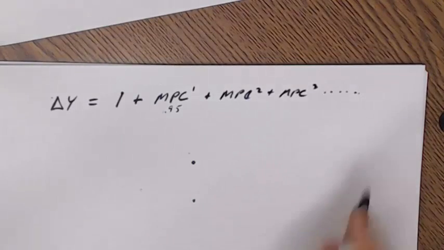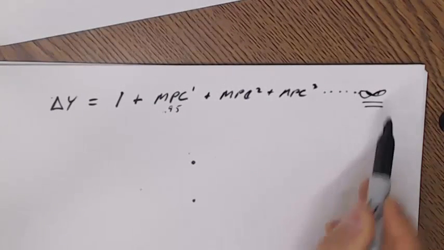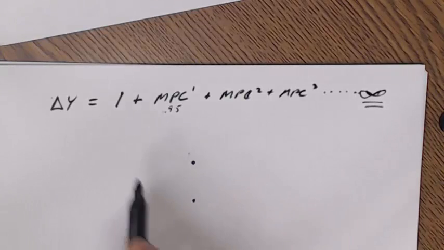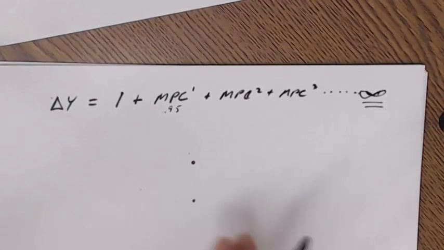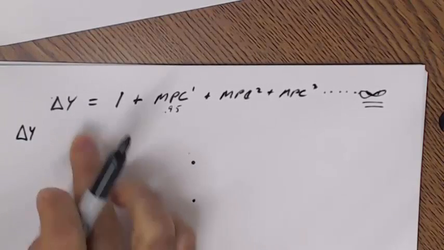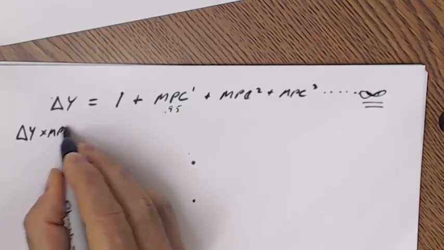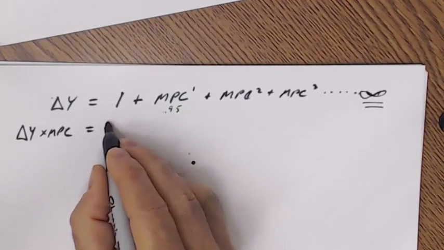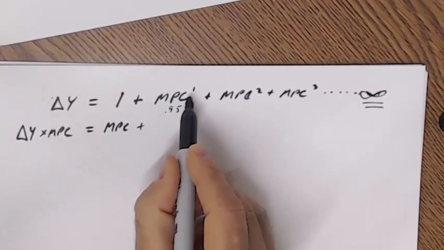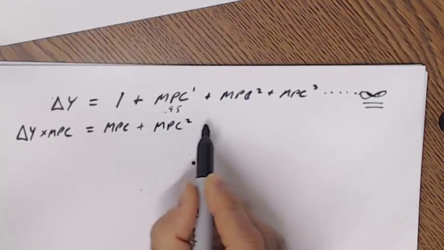Now, again, that's an infinite series because it goes on to infinity. You can't really deal with it. So there's a trick. The trick is, let's take this equation and multiply it by MPC. So I'm going to take this change in income, for basically a $1 change, and multiply it by MPC. When I do that, I get MPC, because 1 times MPC is MPC. Then MPC times MPC to the first power is MPC squared.